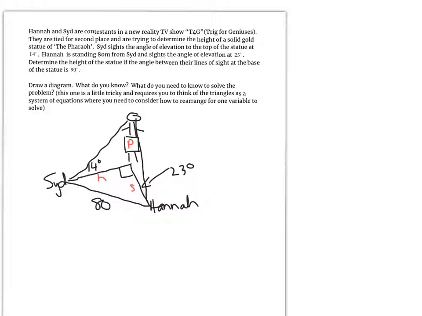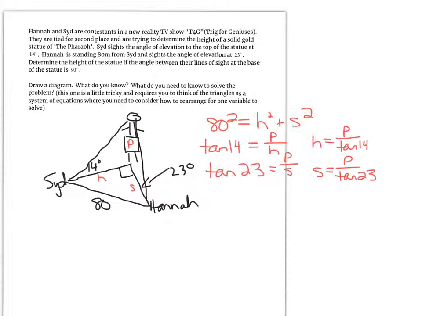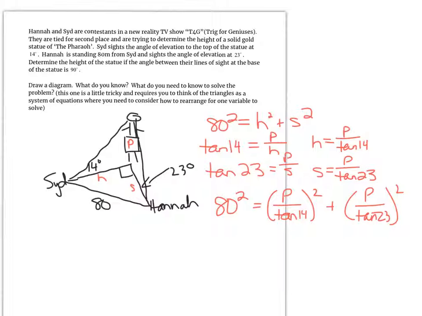And so we can use all of these three things and put them all together and use it as a system to solve for our unknowns. So first we'll set up a couple of equations. Now, with rearranging our tan of 14 and tan 23 equations for the height of Pharaoh, we can throw that into our Pythagorean theorem of 80 squared equals h squared plus s squared. And now we have all of our variables in terms of p, so that now we can go ahead and solve for p squared.